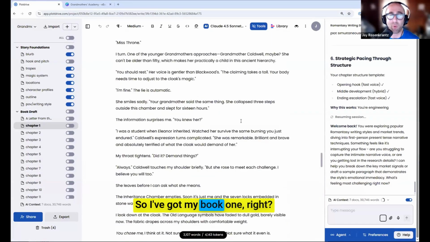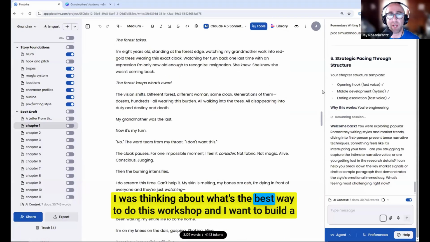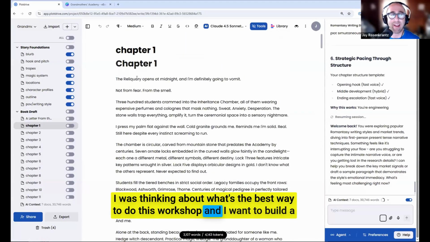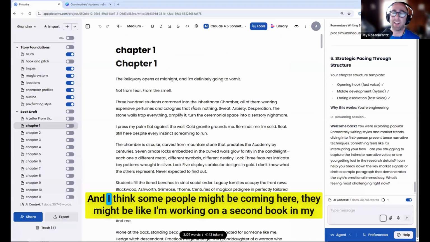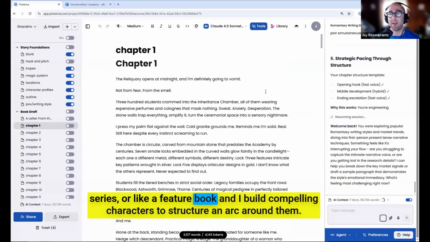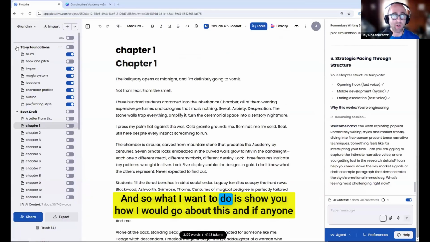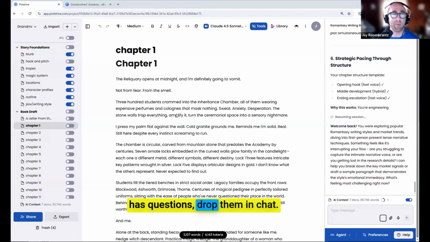So I've got my book one, right? I was thinking about what's the best way to do this workshop, and I want to build a cast for book two because it's a trilogy, and I have an idea of what happens. Some people might be coming here working on the second book in their series, or a feature book, and building compelling characters to structure an arc around them. So what I want to do is show you how I would go about this. And if anyone has questions, drop them in chat.